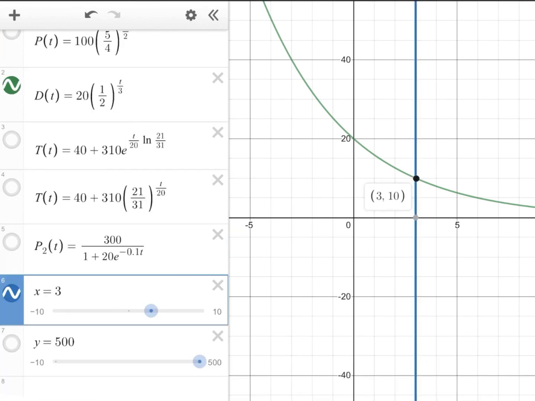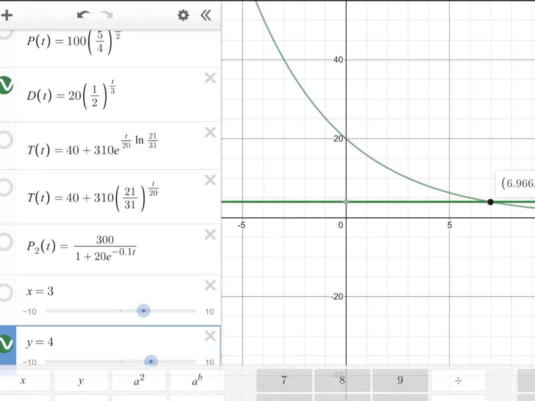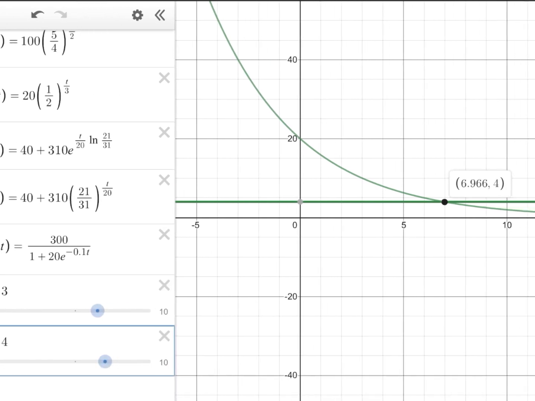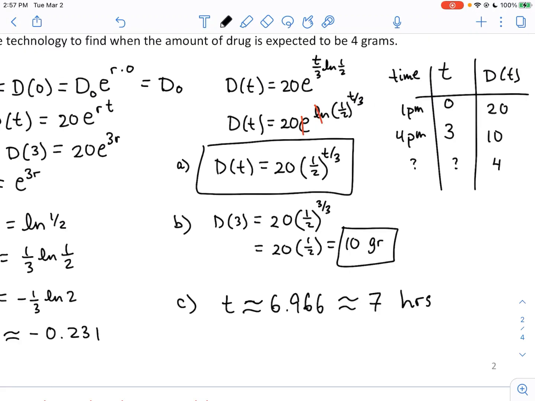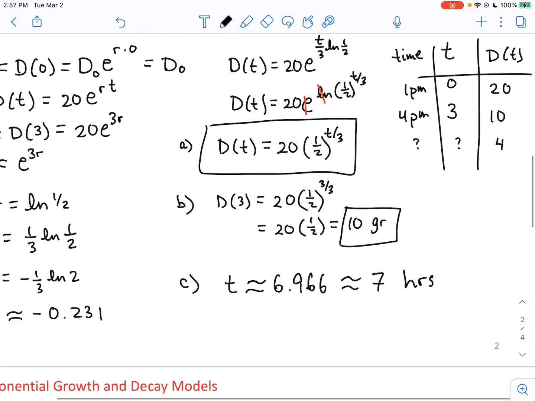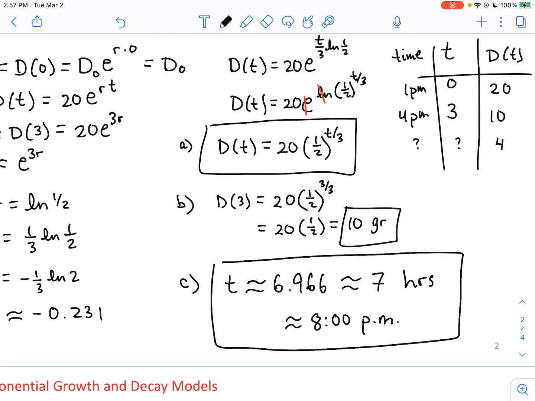But we're interested in determining the time at which there's going to be 4 grams in the system. So I'm going to do a horizontal line, y equals 4, and find out where that intersects. This model will get down to 4 grams when t is 6.966. If you want to round that to the nearest tenth, we would have 7, essentially. And this is 7 hours after 1 p.m., so the time would be around 8 p.m. This will answer part C.